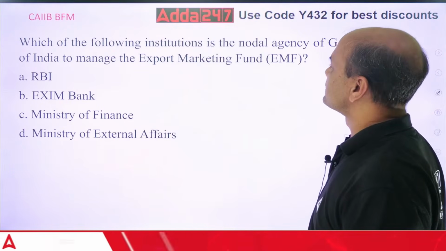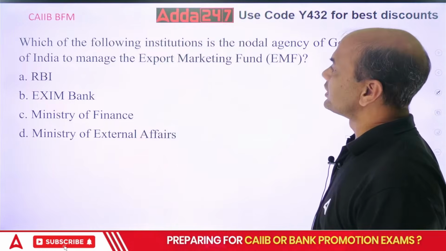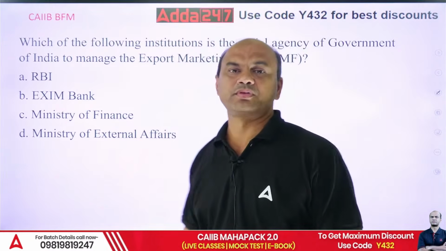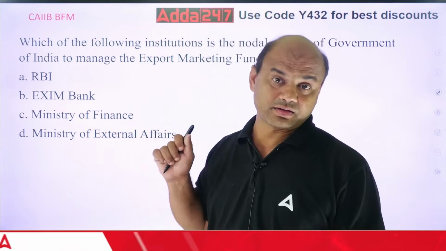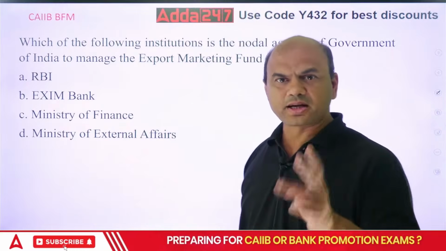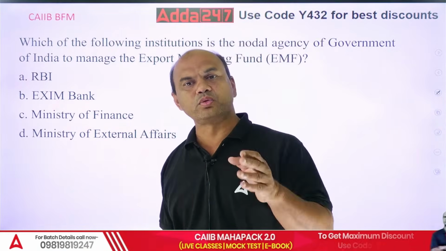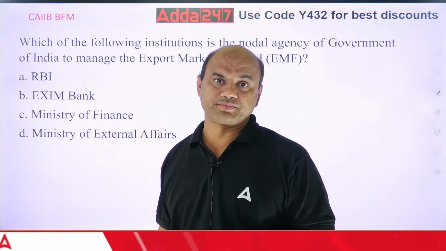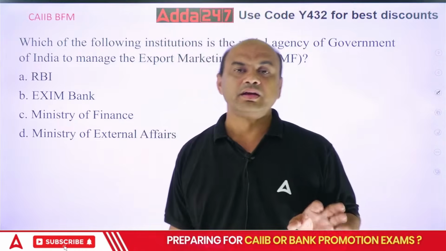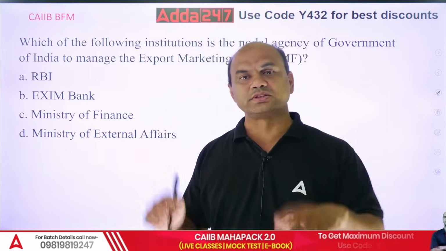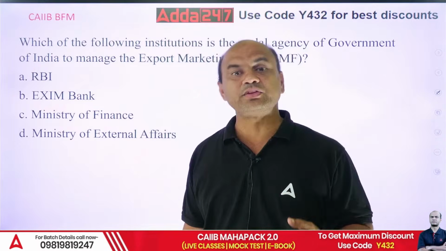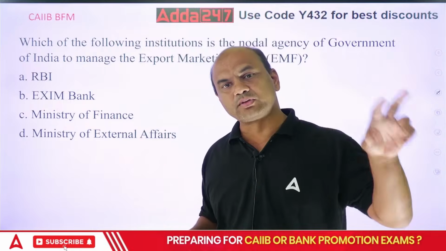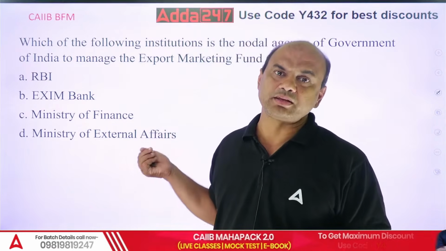Which of the following institutions is the nodal agency of the government of India to manage Export Marketing Fund, EMF? This EMF fund is given by World Bank. There are three types of EMFs: EMF 1, 2 and 3. EMF 1 is specifically for manufacturing. EMF 2 is for setting up the offices, and EMF 3 is from our own Exim Bank. The first two are given by the World Bank, and EMF 3 is done by the Exim Bank itself.